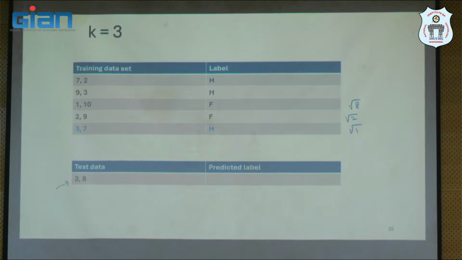So the faulty label is outvoting the healthy label. So the assigned label will be faulty, because the majority vote is for faulty. So the k nearest neighbor algorithm uses majority vote to decide the prediction of a test point.